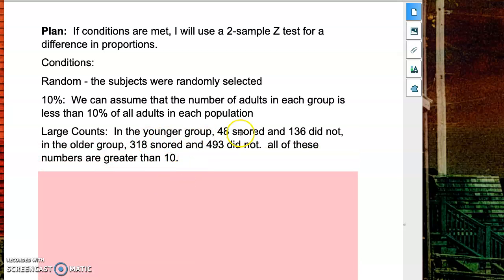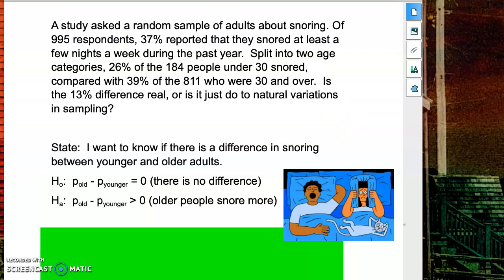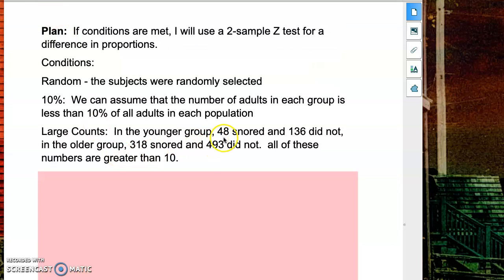In the younger group, 48, so we had to do some math here to figure out that 48 of the group snored and 136 did not, because 26% of 184 is where that came from. Okay, and in the other group, the older group, 318 snored and 493 did not. All of these numbers are greater than 10, so our conditions are met, therefore we can proceed.